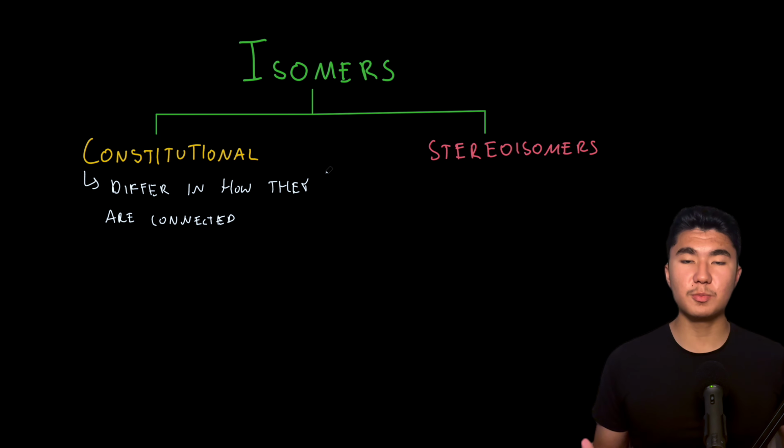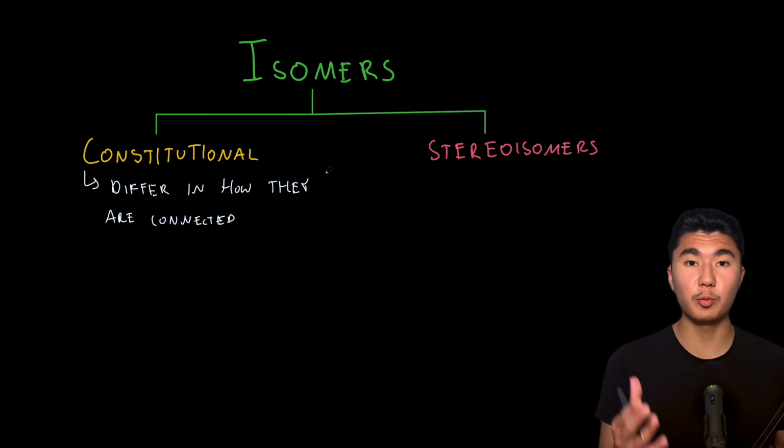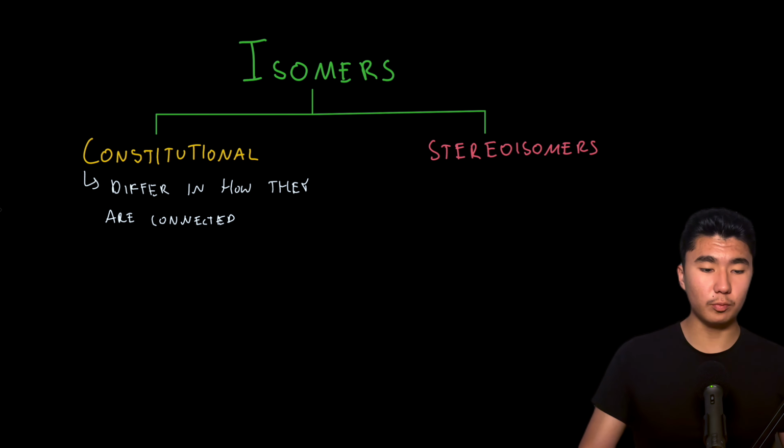So when we're talking about isomers in general, we're comparing two molecules, and although they're similar in terms of what elements they have, they differ in different traits. Like, for example, with constitutional, they differ in how they're connected. So if we look at an example, we can look at something like butane.